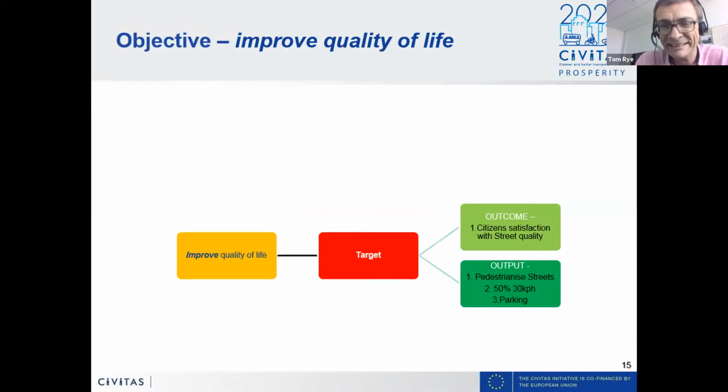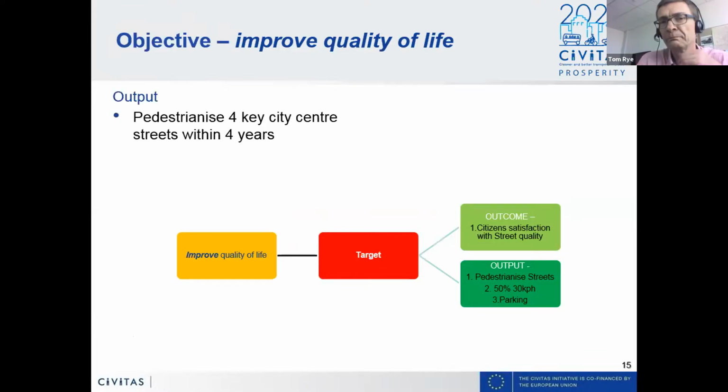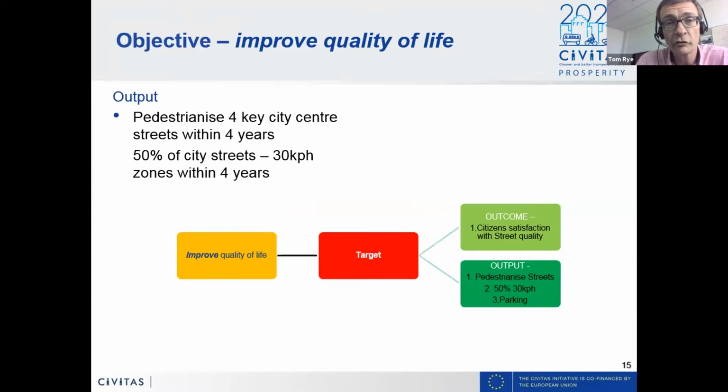Quality of life. So I said it might be difficult to measure, but here I've attempted to come up with what targets you might have if your objective is quality of life. An output target: pedestrianize 4 key city centre streets within 4 years, based on the assumption that a pedestrianised street is somewhere with an improved quality of life, or slowing traffic in city streets, trying to introduce 30 kilometer an hour zones in 50% of city streets within 4 years. Those are output targets again.